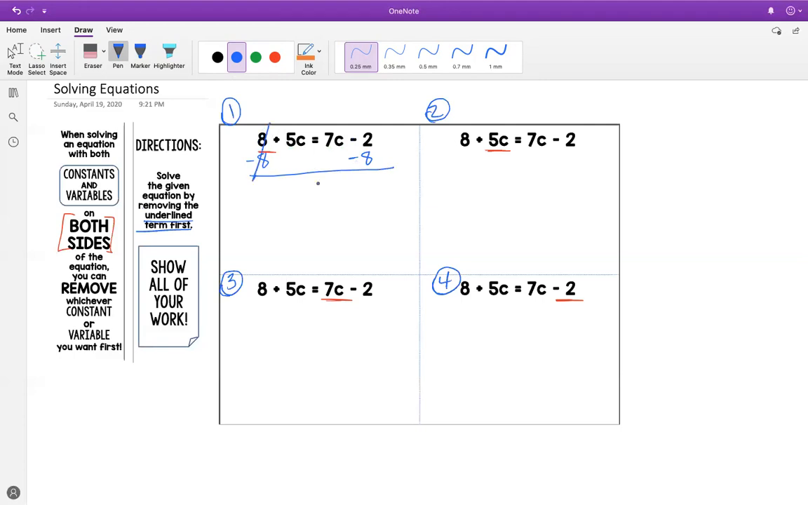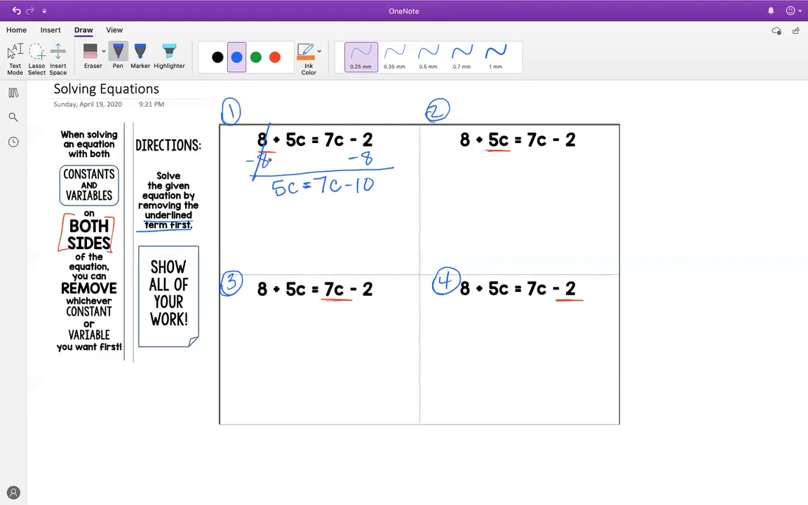All right, so those are going to cancel out. We're left with 5c equals 7c. And then we have -2 minus 8. So that's going to be -10. All right, so again, what you're trying to do is you're trying to get your constants, your numbers by themselves on one side of the equation, and you're trying to get your variables on the other side.